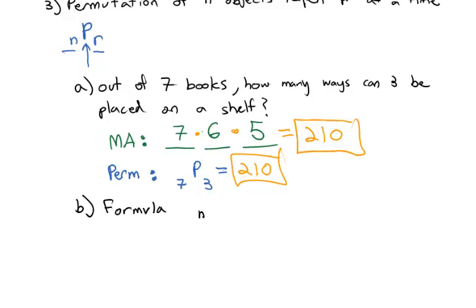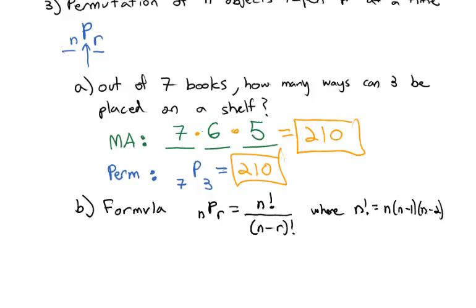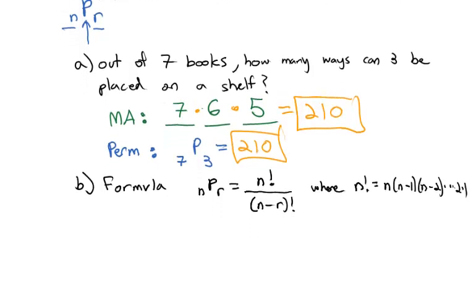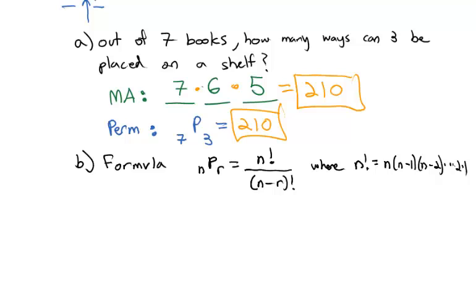where it says nPr is equal to n factorial divided by n minus r factorial, where we define factorial as a number times the number below it times the number below it all the way down times 2 times 1. Basically multiplying the number by everything below it. And this kind of makes sense from the book example that we saw before.